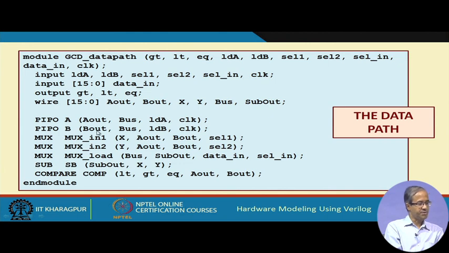Here A out is the output, bus is the input, load and clock are the control signals. Similarly for PIPO B. For the multiplexer, X is the output, A out and B out are the inputs and select 1 is the select. Similarly for the second multiplexer. For the third multiplexer, bus is the output, sub out and data in are the inputs and select in is the select. And there is a subtractor, where sub out is the output, X and Y are the inputs, and there is a comparator finally, with less than, greater than, equal to as the outputs, and these are the 2 input numbers.